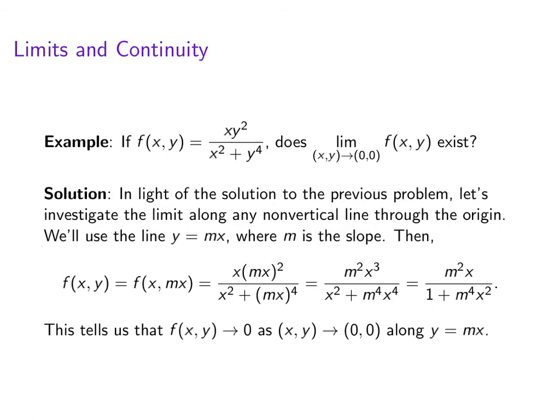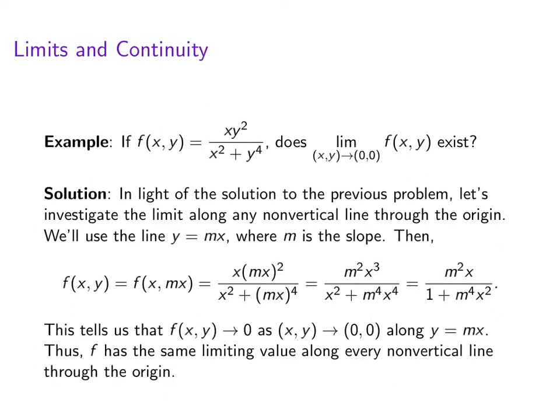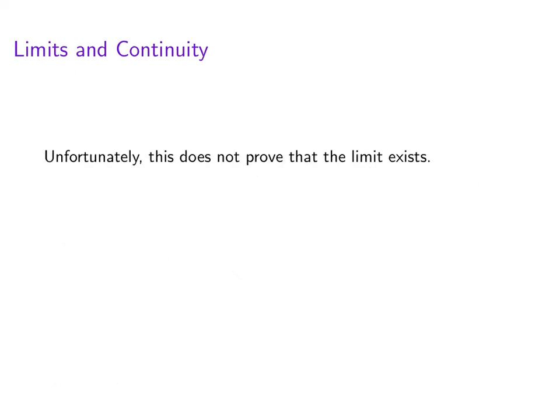So, as xy approaches 0, 0 along this line, we're going to get a limit of 0. You should be able to see that because there's an x up here in the numerator. As x goes to 0, then this whole thing is going to go to 0. And we have a 1 in the denominator that prevents the denominator from going to 0. So, we have the same limiting value along every non-vertical line through the origin. This still does not prove that the limit exists.